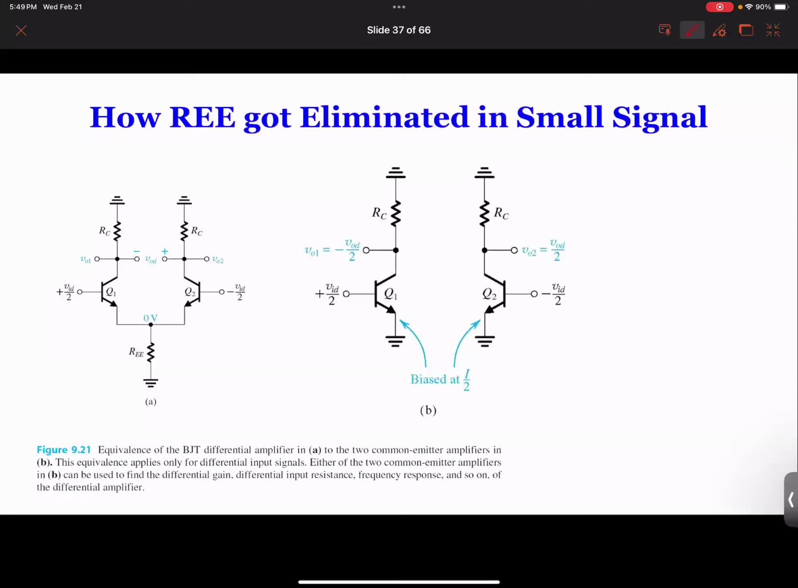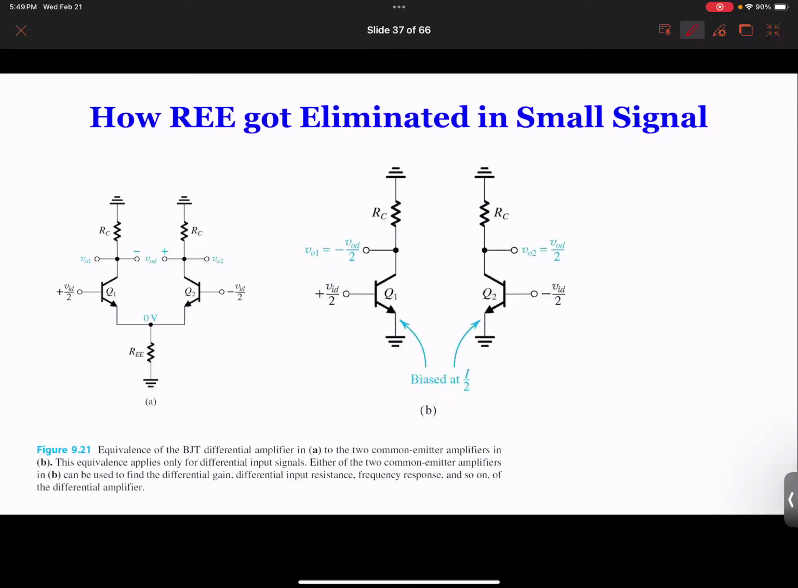There are some problems. Do you see that the top, they didn't connect to VCC, they connect to ground. Why? If you read this, it says this equivalent circuit only applies for differential input signals. It's not displaying the DC. So this is actually a small signal model, but they didn't draw the small signal. They leave the BJT in place just to show how it works for small signal.